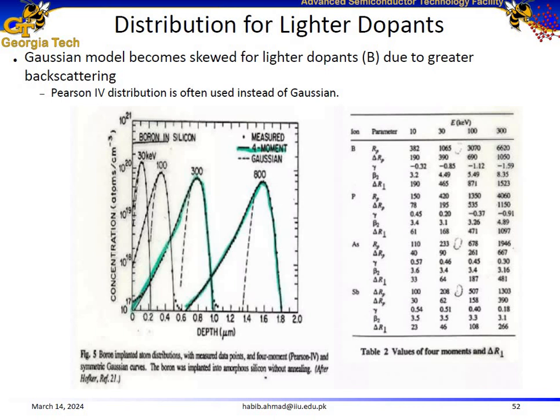We already discussed that lighter atoms encounter electronic stopping in the host, or we can also call it the target material. The lighter atoms, depending on their energies, have a chance to get backscattered. Some of them get backscattered because of their lighter nature. And because of this backscattering, we see this tailing effect in their profile. So the profile for lighter dopants is not perfectly Gaussian. It's skewed, and this kind of distribution is called the Pearson-IV distribution.